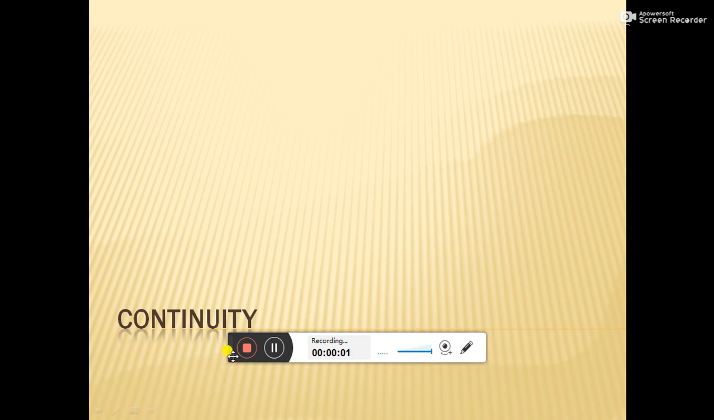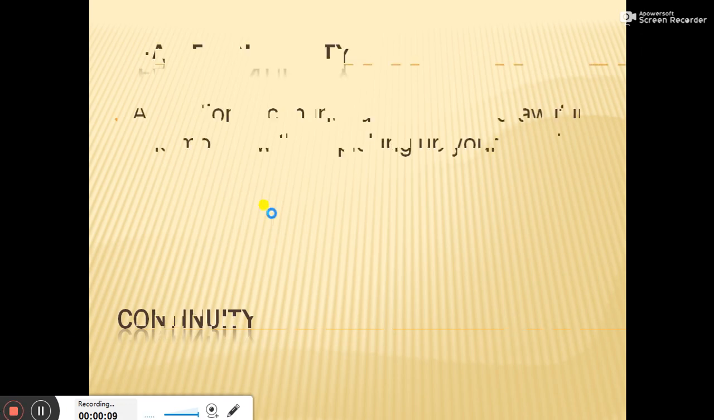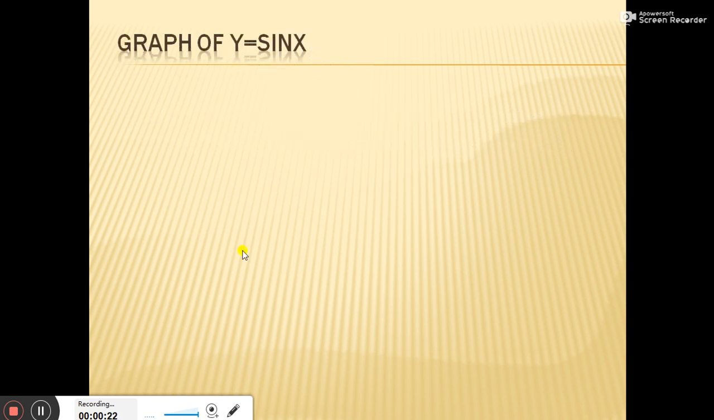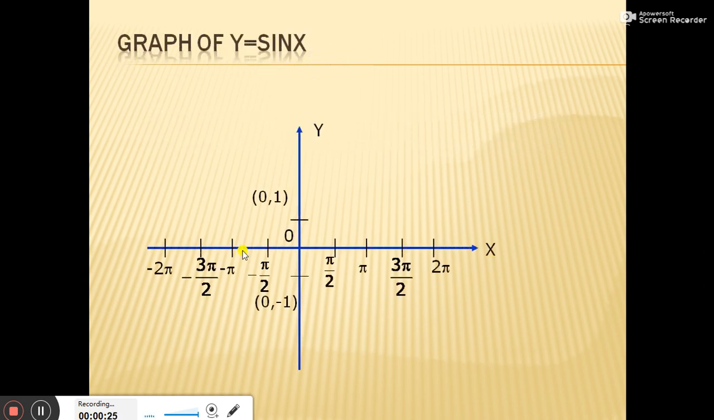Yes, welcome back. Now we have to start continuity. Continuity means a continuous curve. We can draw a curve with a pencil without picking it up, that is, in one motion. As you see, the graph of sin x is a continuous curve. There is no break in it, and that means it is continuous.